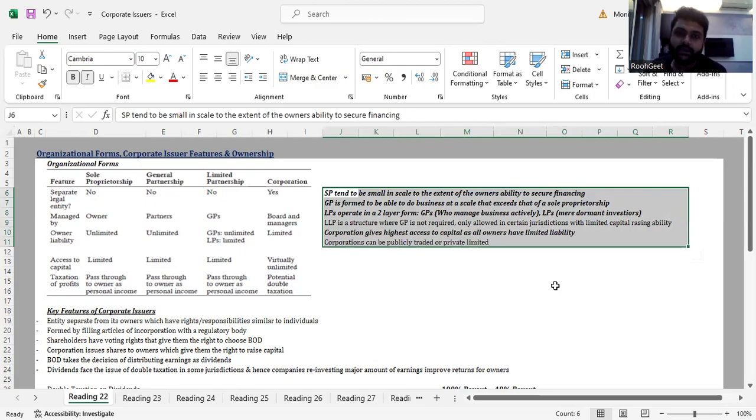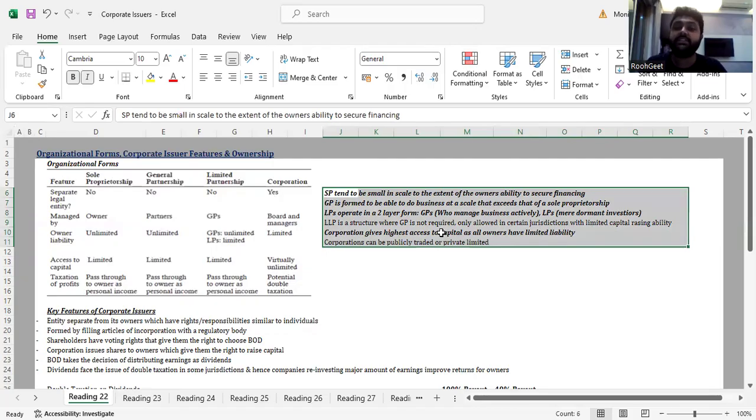Let's read it very quickly. Sole proprietorship tends to be small in scale due to the owner's limited ability to secure financing. A general partnership is formed to be able to do business at a scale that exceeds that of a sole proprietorship. So if you want to operate at a scale slightly larger than a sole proprietorship, the GP structure will help. LPs operate in two layers, as I explained, a GP and an LP, correct? So the one who manages the business, and then the LPs.